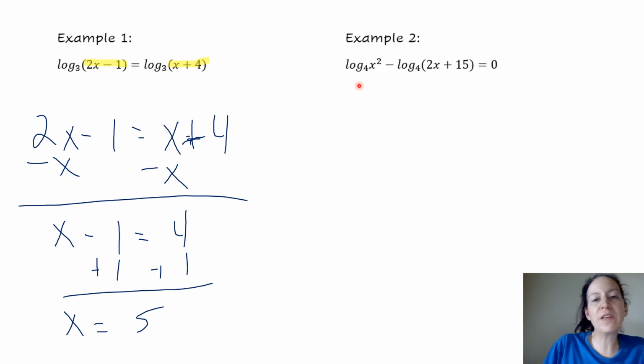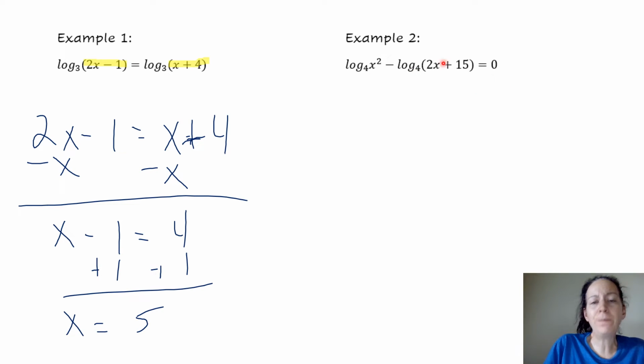All right, so with this one, we have the same situation here. We have 2 logs. They are the same base. They are base 4, and there's nothing other than the logs going in there. So we have log base 4 of x squared and log base 4 of 2x plus 15. And there's nothing else there. So there's no other things being added or subtracted. So if that's the case, then isolate one log on each side of the equal sign.